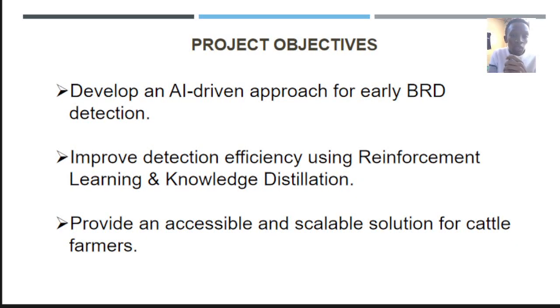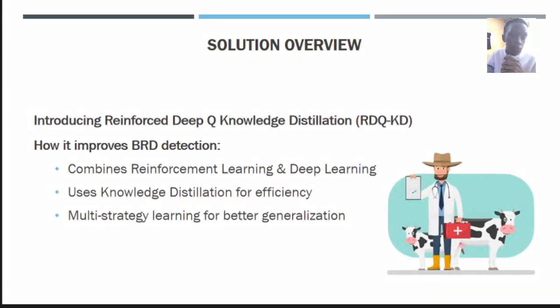So the project objectives: we developed an AI-driven approach for the early detection of bovine respiratory disease. Also, we want to improve the detection efficiency using reinforcement learning as well as knowledge distillation. And we also want to provide an accessible and scalable solution to cattle farmers.